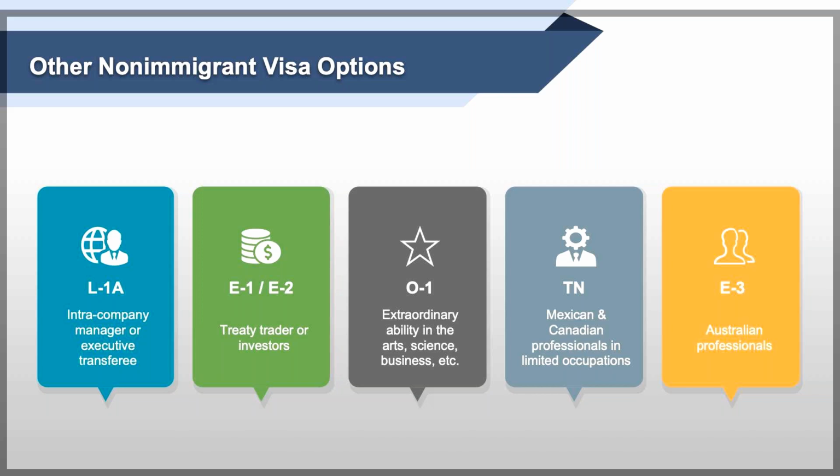Lastly, the E3 visa is only for Australian nationals, and the requirements are actually quite similar to the H-1B visa in the sense that it's for an Australian foreign national who's coming to work in a professional occupation. That foreign national has a bachelor's degree at a minimum to work in a professional level job. There is no April 1st or October 1st timing on that.